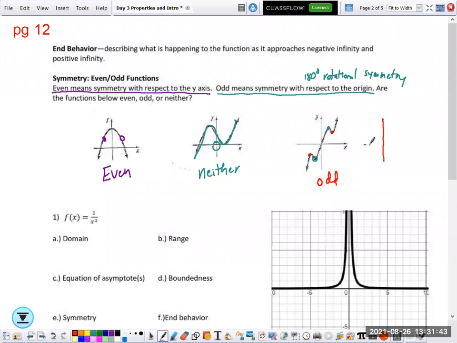The graph 1 divided by x, which looks like this, doesn't go through the origin, but it has odd symmetry. You can see how, let me get the highlighter, if I took this curve and rotated it 180 degrees around the origin, it matches up perfectly. So that's another good example of an odd function.